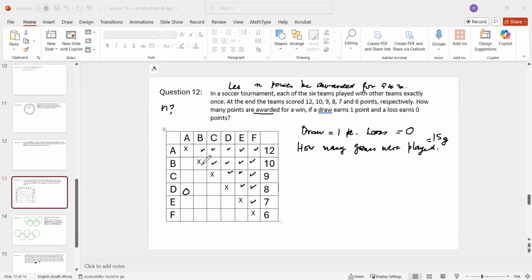Okay, the other way of doing it is, you got 6 by 6, which is 36. You take out the 6 along the diagonal, which gives you 30, and divide that by 2, and you get 15, because you got the same number at the bottom. Okay, so 15 games played. What other information can we have? Well, the total number of points.